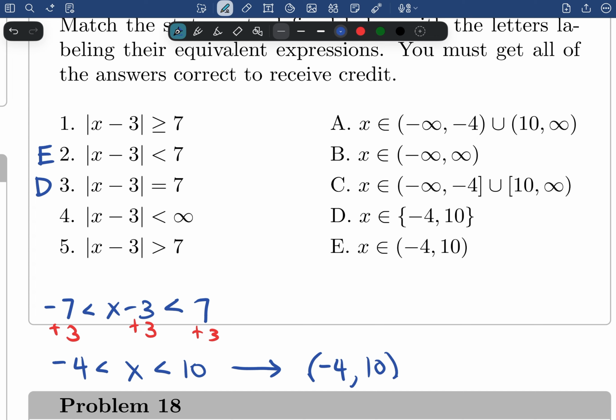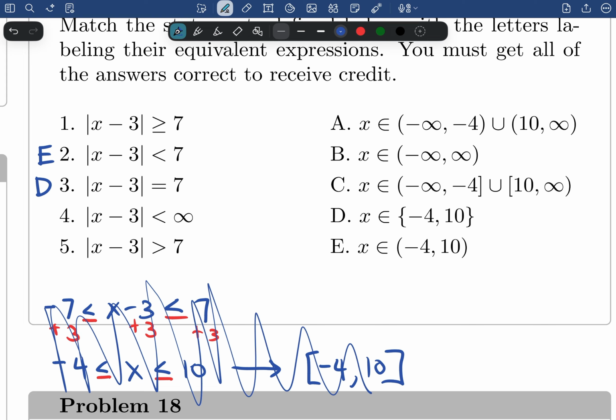Now, the cool thing is, I don't have a less than or equal to. If I had a less than or equal to, I would put less than or equal to here and here, and here and here, and I would put brackets instead of parentheses. See, like this. But in this case, I don't have a less than or equal to option. I have a greater than or equal to option, so that's a little different.